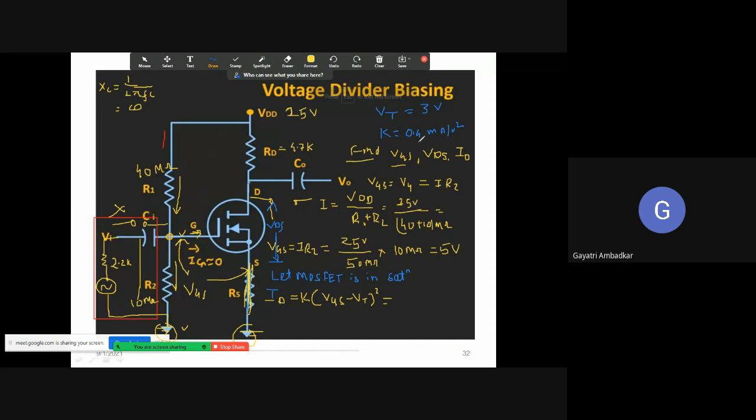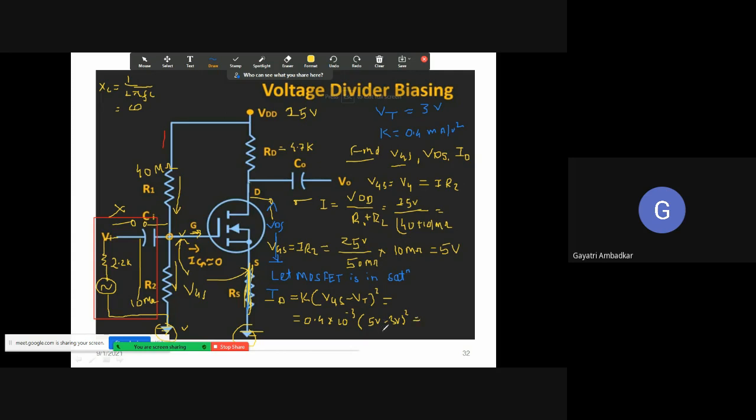What is the value of K? 0.4 milliampere per volt square. So I'll write here 0.4, as it's milliampere, so I'll take into 10 raised to minus 3. What is VGS? We have calculated VGS as 5 volt. And VT given is 3, so minus 3 volt, bracket square. If you solve it, how much does it come?